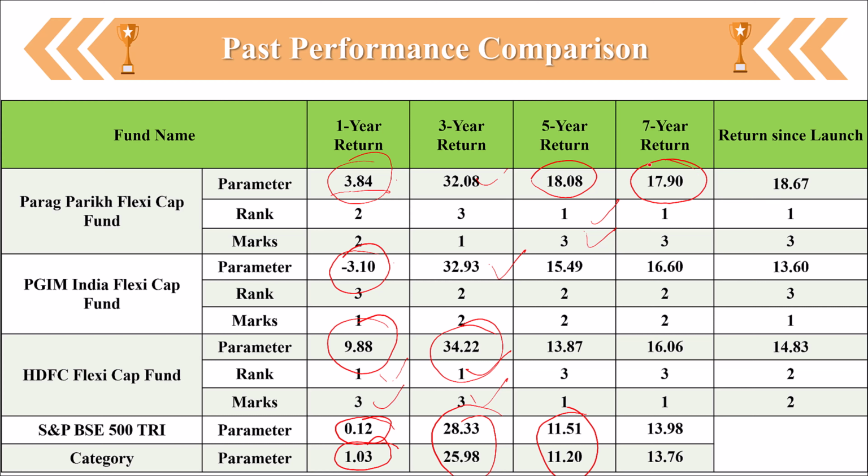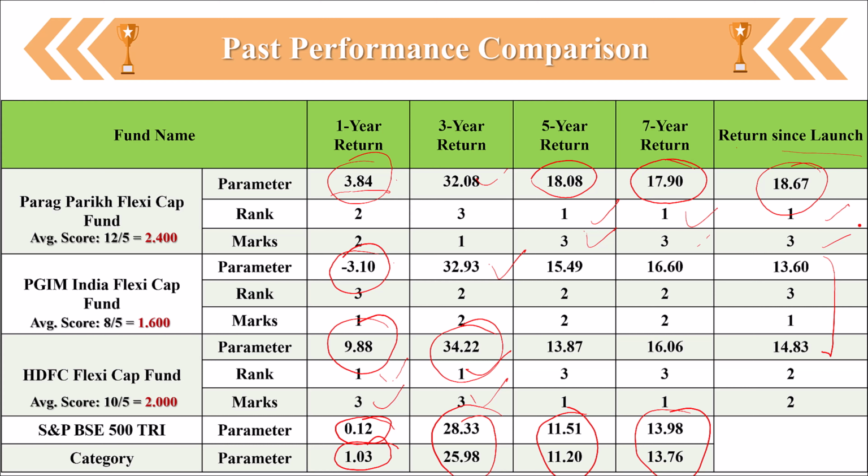So that's why they have been ranked 1 and marks 3 allocated. If you look at the returns since launch, again the Parag Parikh Flexi Cap Mutual Fund has given a massive return as compared to the other two mutual funds. That's why they have been ranked 1. Similarly, we will calculate the average marks, and the average marks come out to be 2.4 for the Parag Parikh Flexi Cap Mutual Fund. For the PGIM India Flexi Cap, it's 1.6, and for the HDFC Flexi Cap, it's 2.